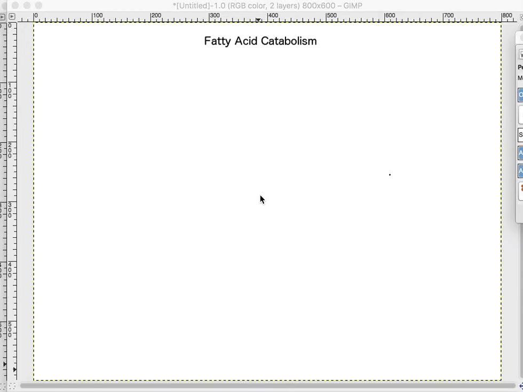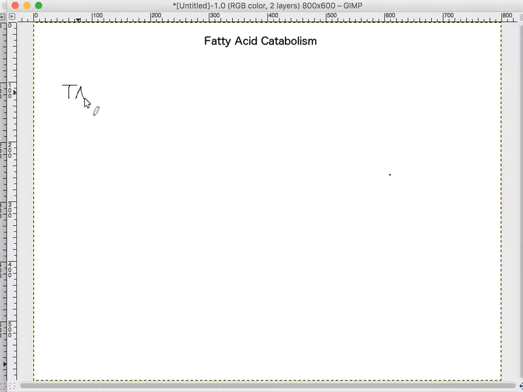Okay, we're going to talk about fatty acid catabolism, how to break down fatty acids to generate energy, and how to really connect the metabolism of these fats to things we know about already, like reduced cofactors and the Krebs cycle.